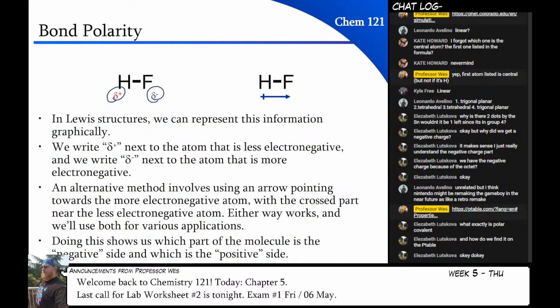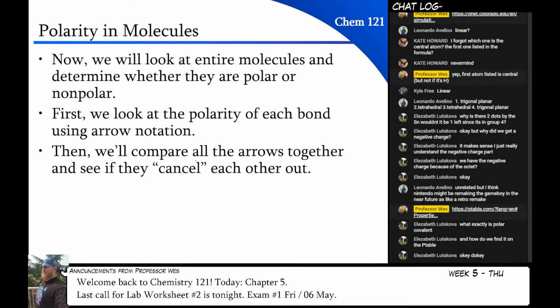Now, depending on the application, you're going to want to use either the delta method or the arrow method. In a second, we're going to be using the arrow method to determine whether an entire molecule is polar versus just a bond. Here, we're just looking at one bond at a time. But in a second, we're going to consider all the different bonds in a molecule. And so what we're going to do is use these arrows, and try and plot them all next to each other on our paper. And then we're going to do something that I call follow the arrows. They show you where the electrons go.